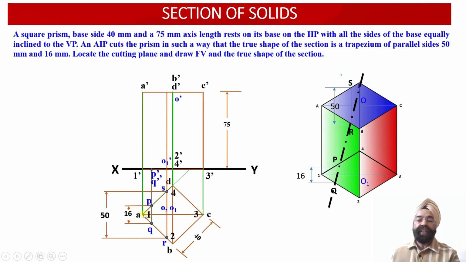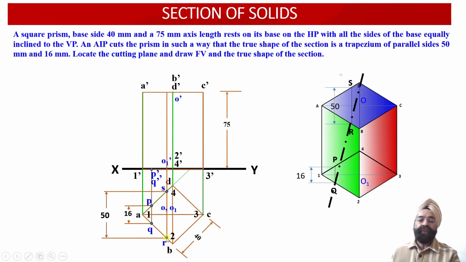And again, this distance of 50 millimeter will be available as 25 plus 25 on either side of the diagonal AC. This is the diagonal AC. 25 millimeter above the diagonal AC, point S will be located, and 25 millimeter below the diagonal AC, point R will be located. So the distance between points R and S in the top view projection happens to be 50 millimeter.